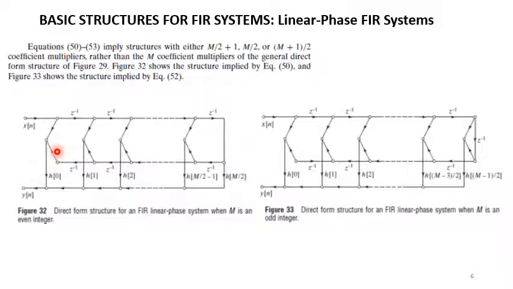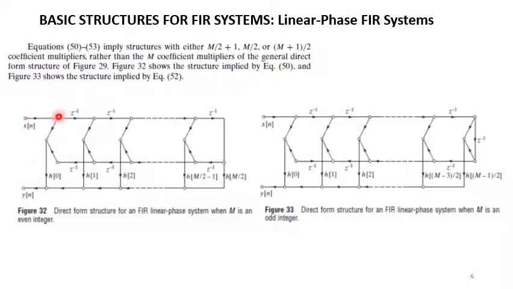So we can see that by exploiting the symmetry conditions, we have repetition of the coefficients. For the symmetric case, type 1 with m even, we mentioned on the previous slide that h of m minus n equals h of n. That means h of m equals h of 0. So to calculate the structure, we need only almost half of the coefficients. That means h of 0 equals h of m.